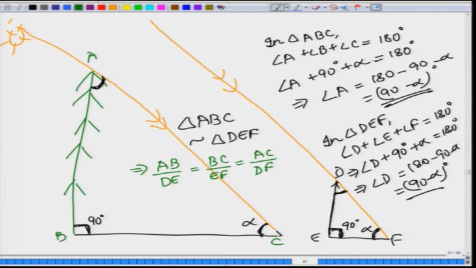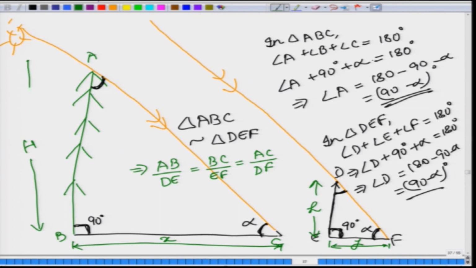Now, because you have this tree, you can measure this distance. Let us call this distance x. You can measure this distance. Let us call this y. You can measure this height of the rod. Let us call it h. And you want to have the reading of capital H, which is the height of the tree.